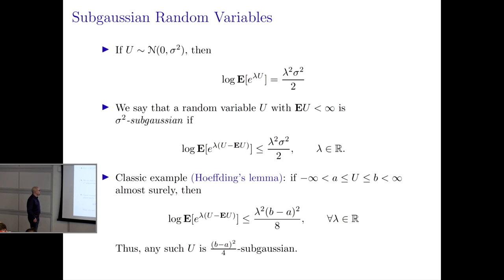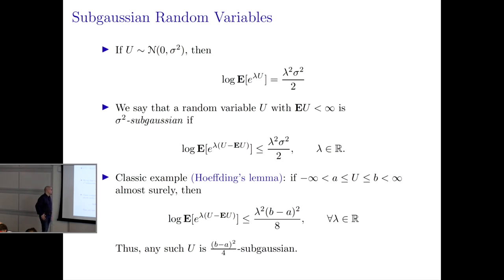In particular, here's an example. If you use Gaussian, it could have any mean, but because we're subtracting off the mean, it doesn't matter. I can set it to zero. If u is Gaussian with variance sigma squared, then its log moment generating function is exactly equal to lambda squared sigma squared over 2. It's a good integral to practice working with. You just complete the squares and do your thing. Based on this, we say that a random variable u with a finite mean is sub-Gaussian with parameter sigma squared if its log moment generating function is upper bounded by that of a Gaussian.